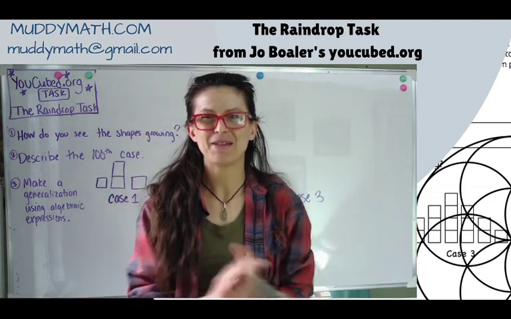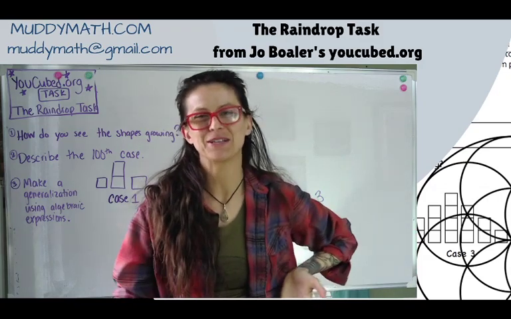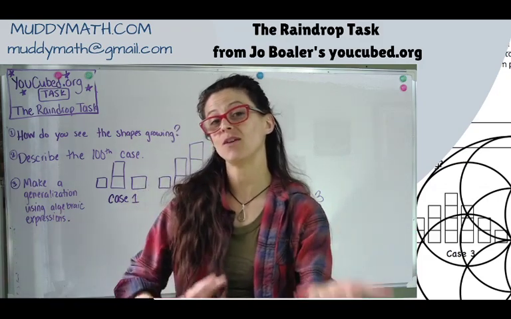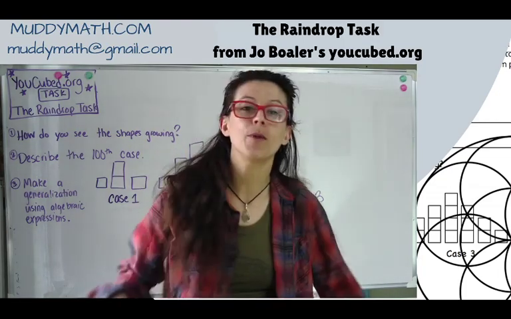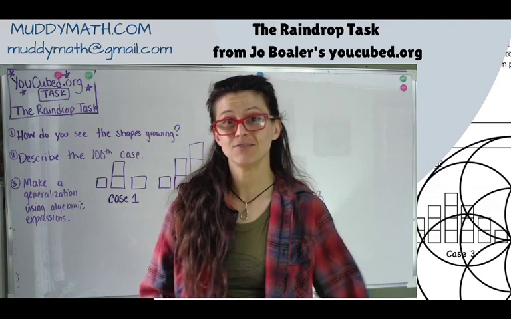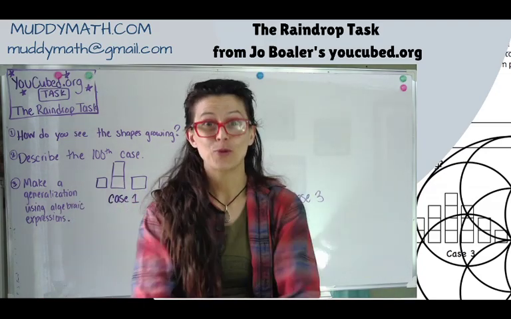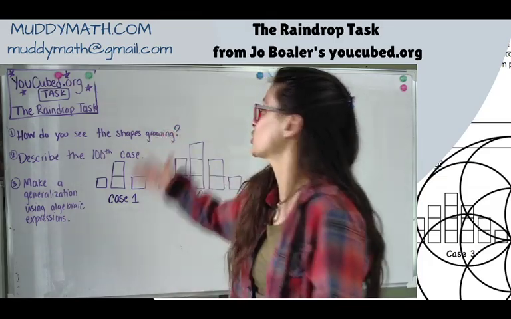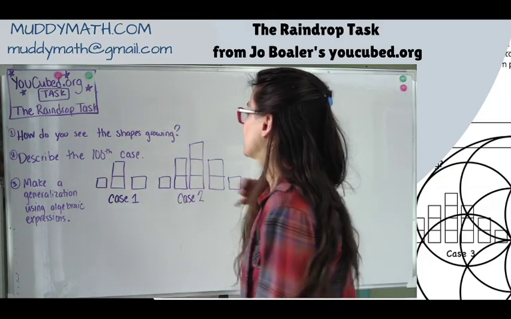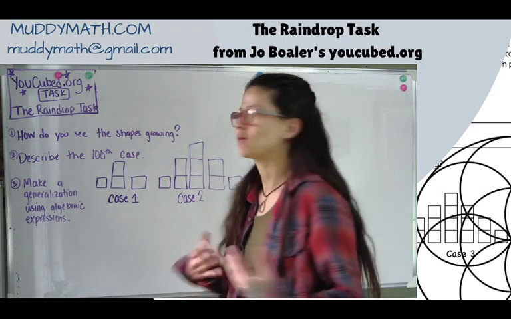Welcome back to Muddy Math, where we take middle school math concepts that are a little muddy and clear them up. Today we are focusing on Activity 2 from Week 2 of the Barnstable Public Schools suggested activities for our remote learning. And it's a wonderful task from Joe Bowler's ucubed.org. It's called the Raindrop Task, and there's many ways we can think about it.